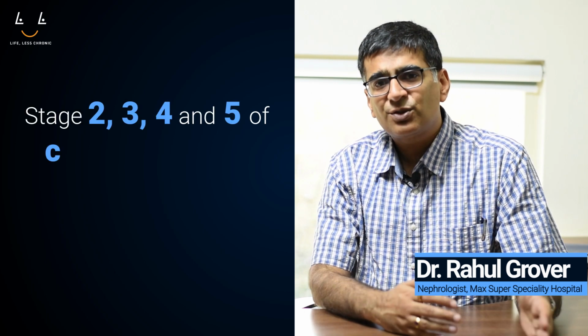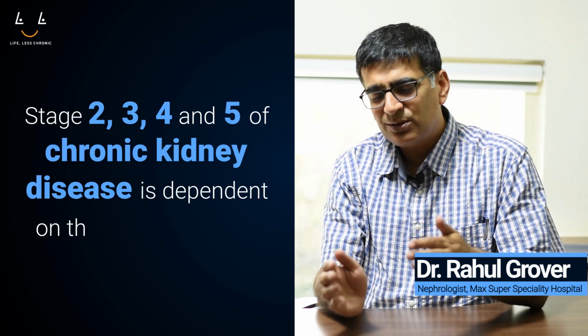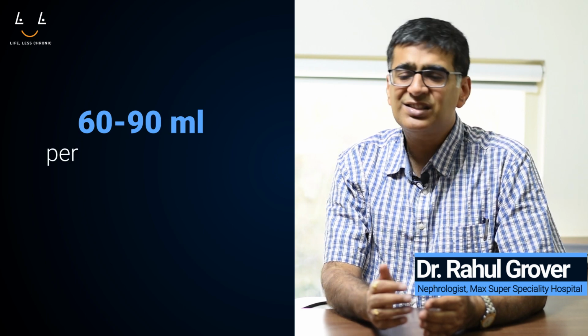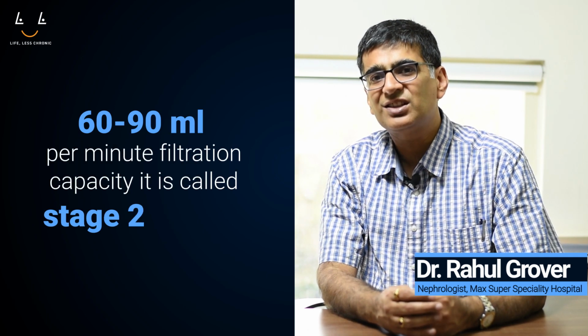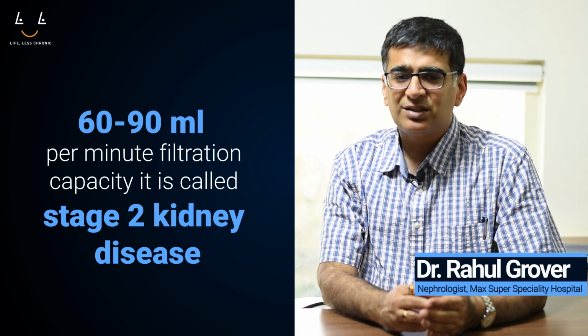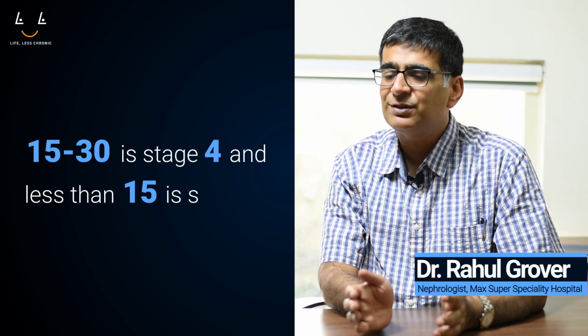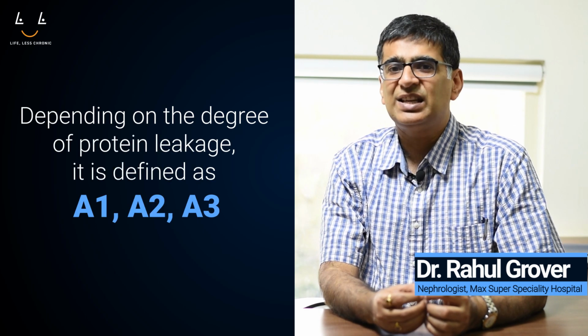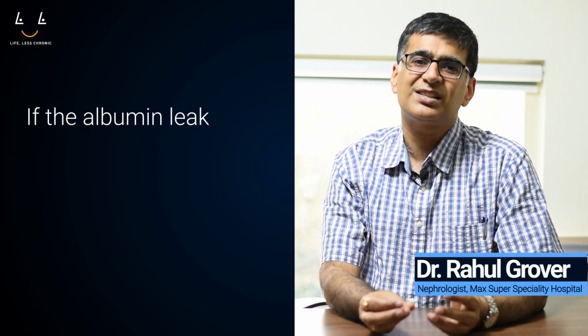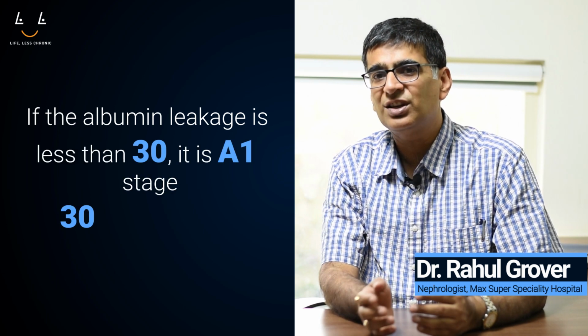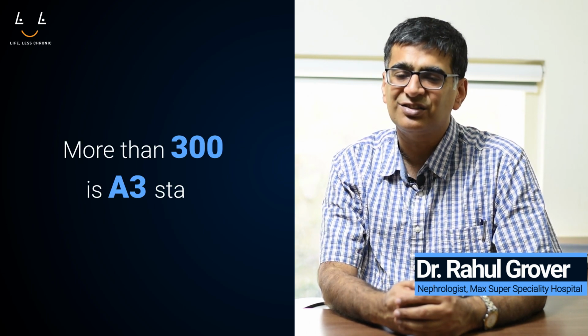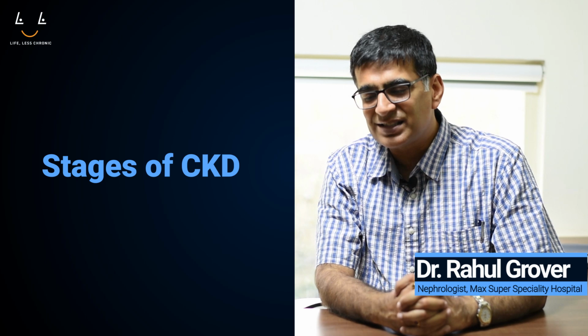Stage 2, stage 3, stage 4, stage 5 of chronic kidney disease depend on the decline in the GFR. Once the GFR declines to between 60 and 90 ml per minute filtration capacity, it is called stage 2 kidney disease. 30 to 60 is stage 3, 15 to 30 is stage 4, and less than 15 is stage 5. Similarly, depending on the degree of protein leakage, it is A1, A2, A3. If the albumin leakage is less than 30, it is A1, 30 to 300 is A2, and more than 300 is A3. This is how you classify the stages of chronic kidney disease.